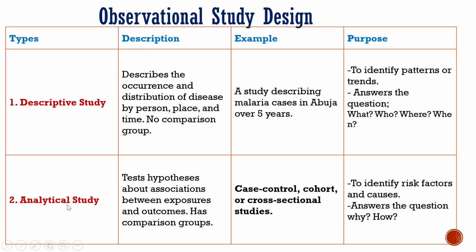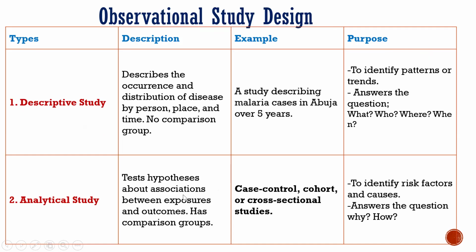But in an analytical study, there's a more in-depth research. It has to test hypotheses about associations between exposures and outcomes. So there's a more in-depth research step to answer the questions: why did it happen? How did it happen? How are the exposure and outcome related? What is happening between the exposure and the outcomes? It also helps to identify risk factors and then the causes. So that's it for analytical studies.